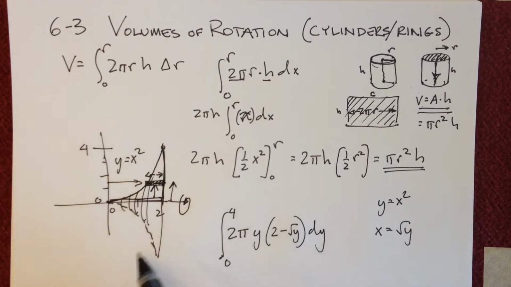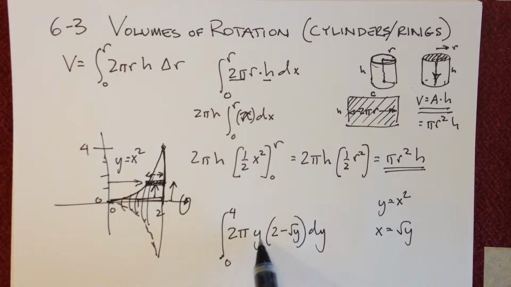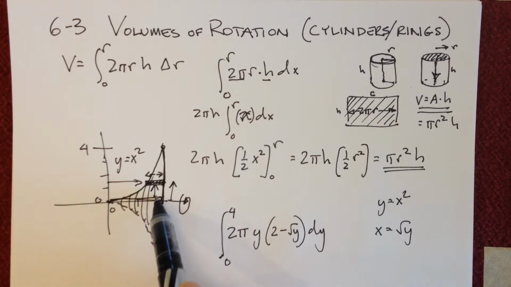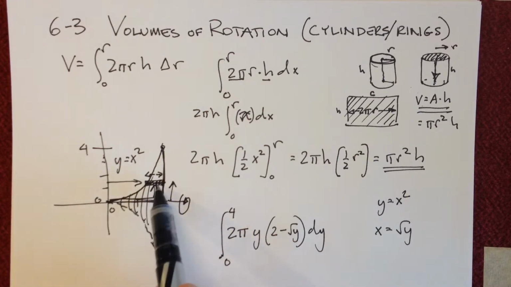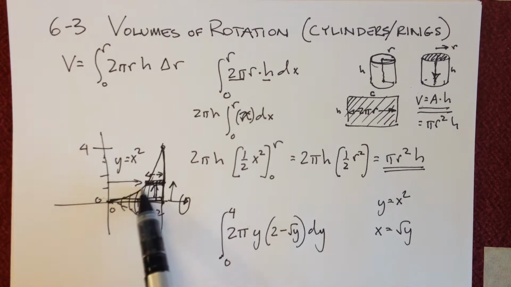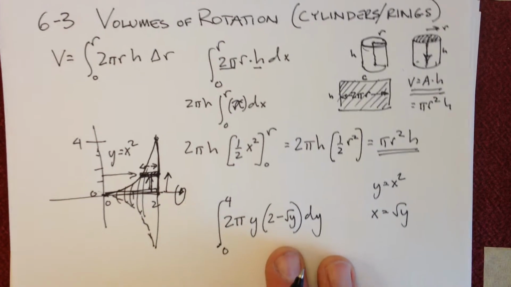So think about that again just to review. It's always going to be the circumference, 2 pi r. In this case, as our ring moves away from our axis of rotation, it's in the y orientation, so it's 2 pi y. Then how tall is that? It's this distance, 2 minus the function that gives us that curve, which is radical y. So all I need to do is perform this integration. Just try to do it quickly.